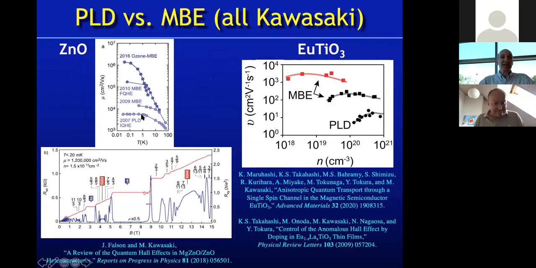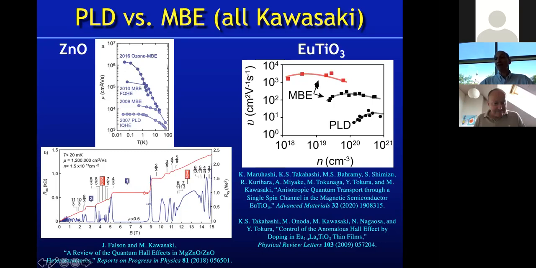So if you look at his publications of the history of the mobility in zinc oxide, his films grown by PLD showed the quantum Hall effect. And so this is a beautiful science paper from 2007. But realizing the limits of the technique, Kawasaki switched to MBE. And with that, proceeded to increase the mobility by another couple of orders, over two orders of magnitude more, and saw the fractional quantum Hall effect, et cetera.